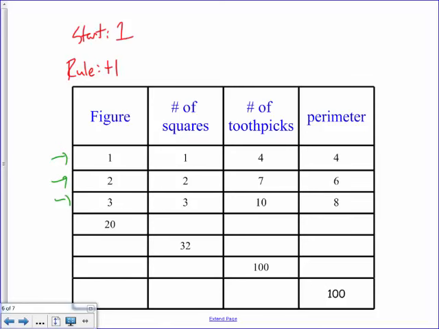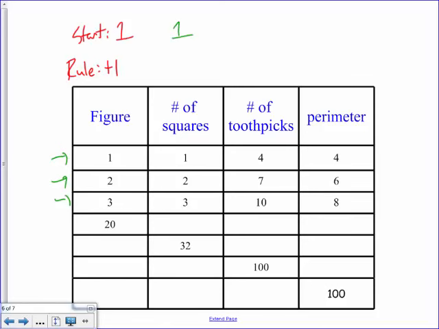So let's do that for every single one. What's our start for the number of squares? Our start is 1, and our rule is plus 1. Yeah, it's going up 1 each time. How about toothpicks? Our start is 4, and we're going up 3 each time. Okay, so that one's a little bit different. And lastly, our perimeter, our start is 4, and it's going up 2 each time.